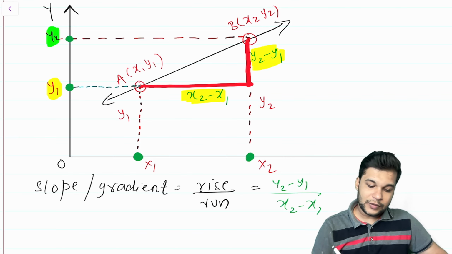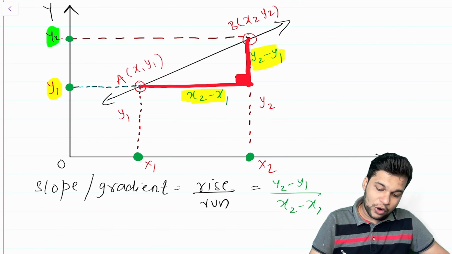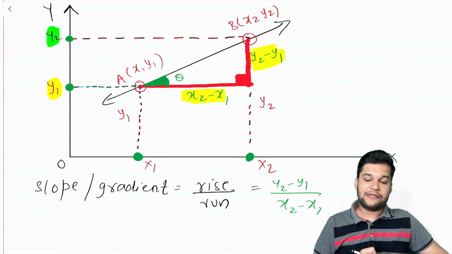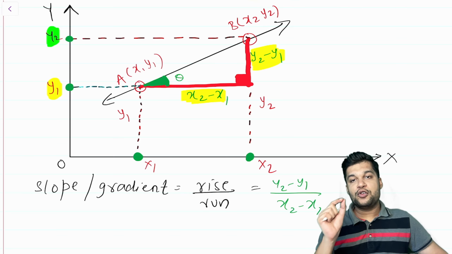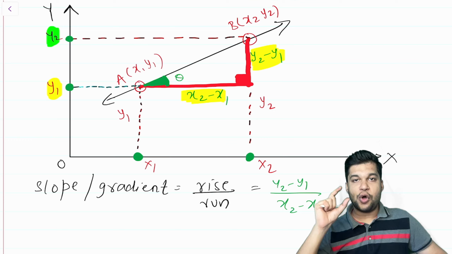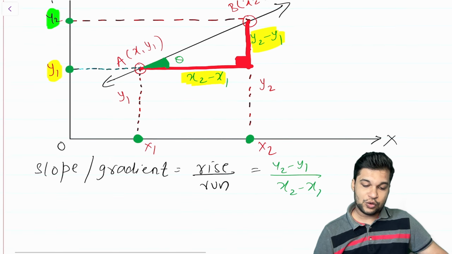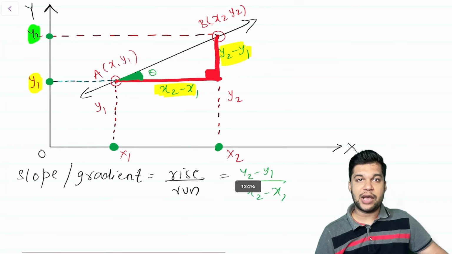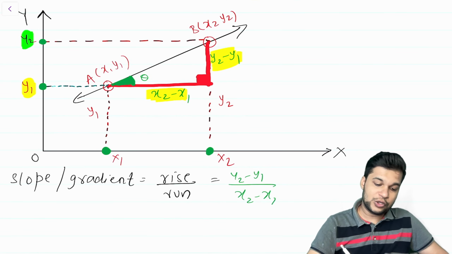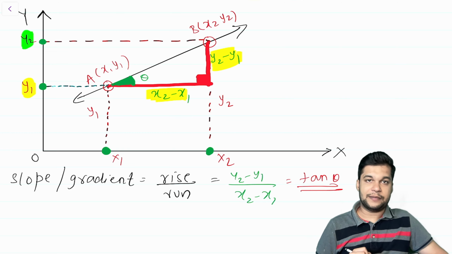Now observe, this is a right angle triangle. If I call this angle theta, then y2 minus y1 is the opposite side and x2 minus x1 is the adjacent side. Opposite upon adjacent is tan theta, right? So basically y2 minus y1 upon x2 minus x1, the slope, is equal to tan of theta.